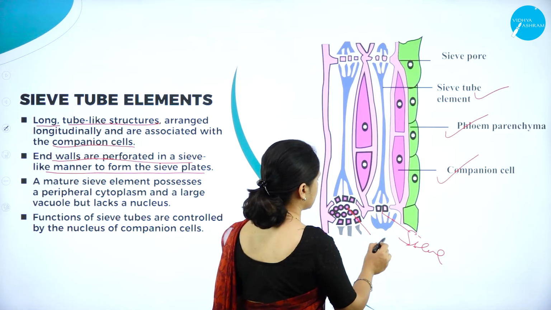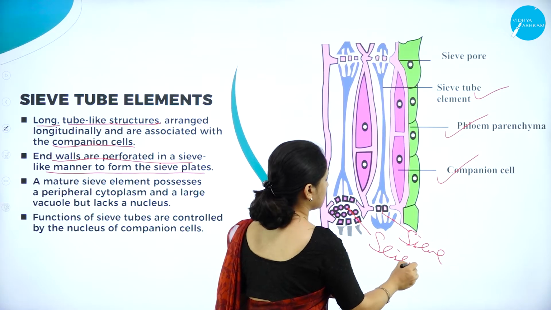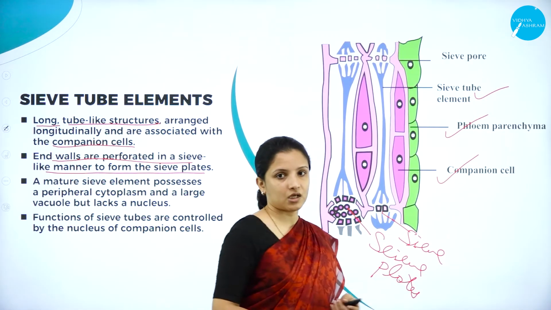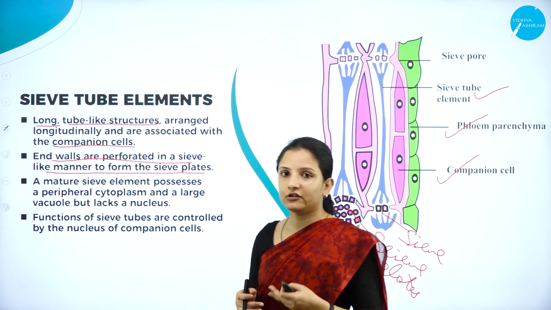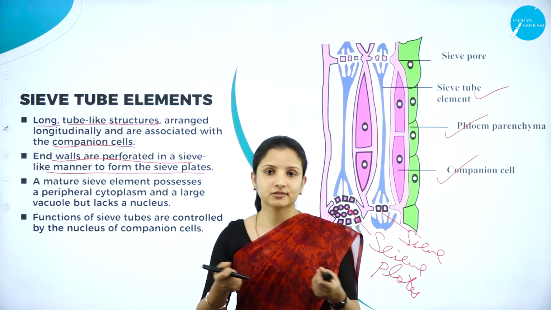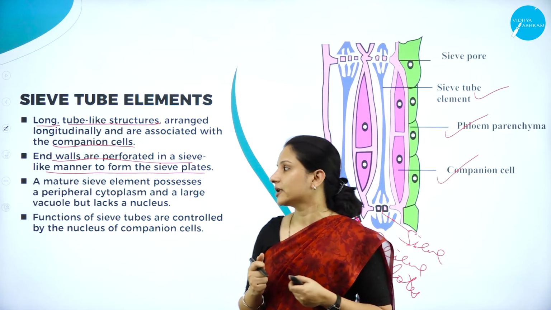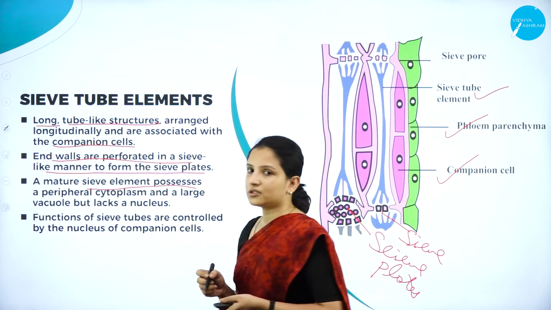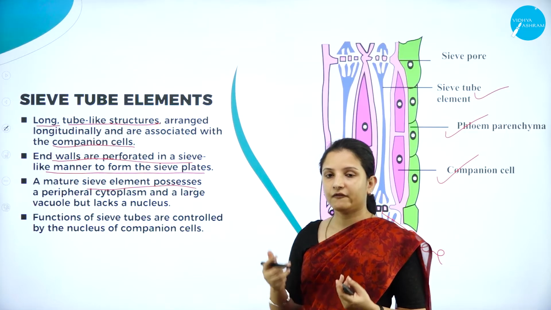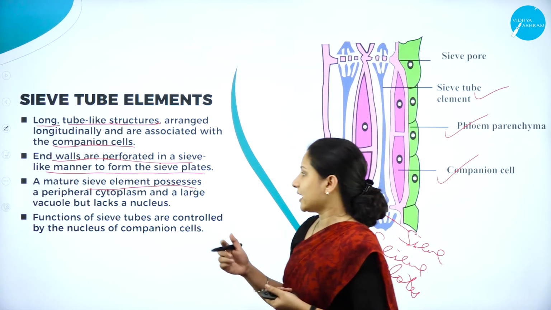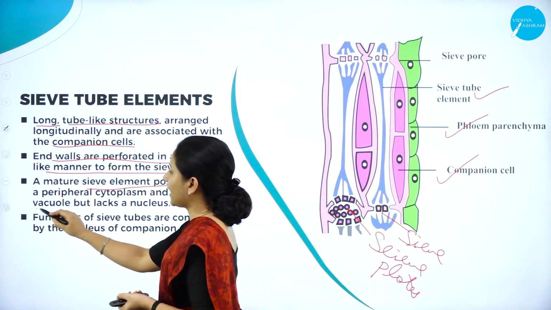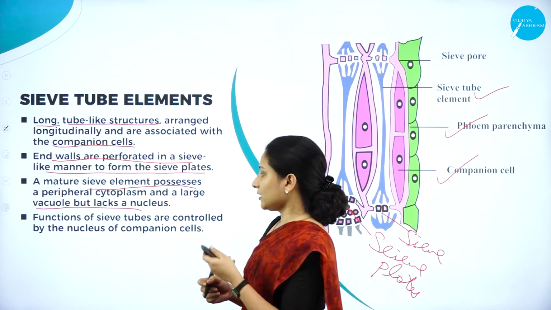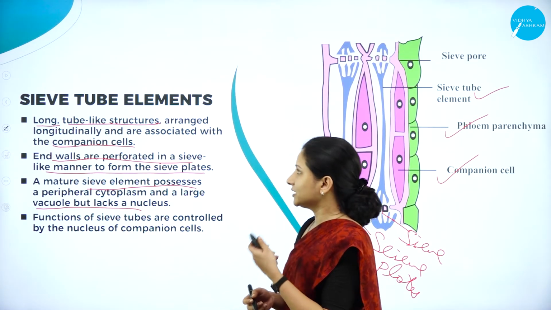So sieve plates, as you can see, have perforations. Therefore they are called sieve plates, just like something that is used for sieving. And a mature sieve element usually possesses cytoplasm at the periphery, that is at the corners. They have cytoplasm and a large vacuole, but they do not have a nucleus. So these are some of the features of the sieve tube elements.